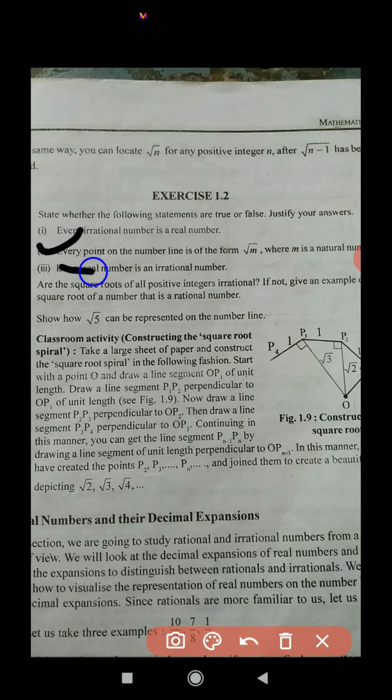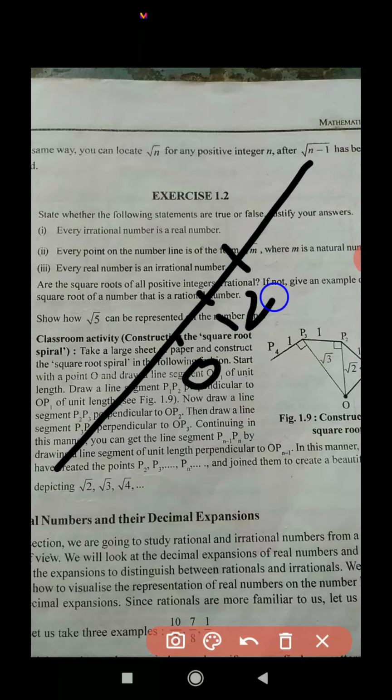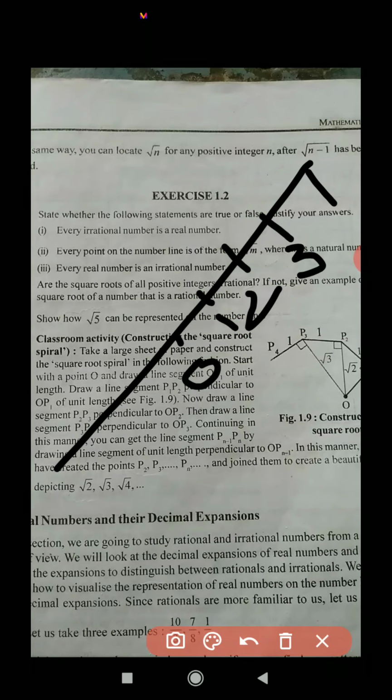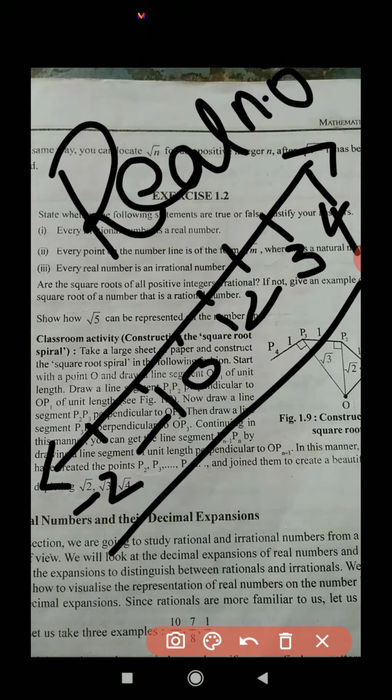So second one, every point on the number line is of the form root m, where m is a natural number. See, number line means what? Number line means it is a line consisting of all the numbers. It consists of whole numbers, natural numbers, positive integers, negative integers. So a number line will contain every number. In other words, a number line contains all the real numbers. Real number includes all the numbers, natural numbers, whole numbers, every number a number line includes. That is why the number line is also called the real number line.